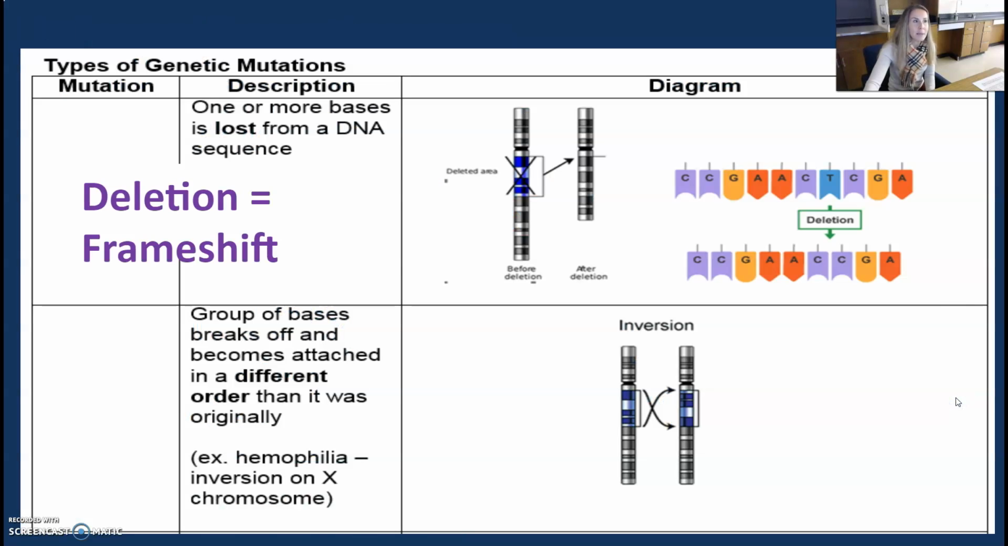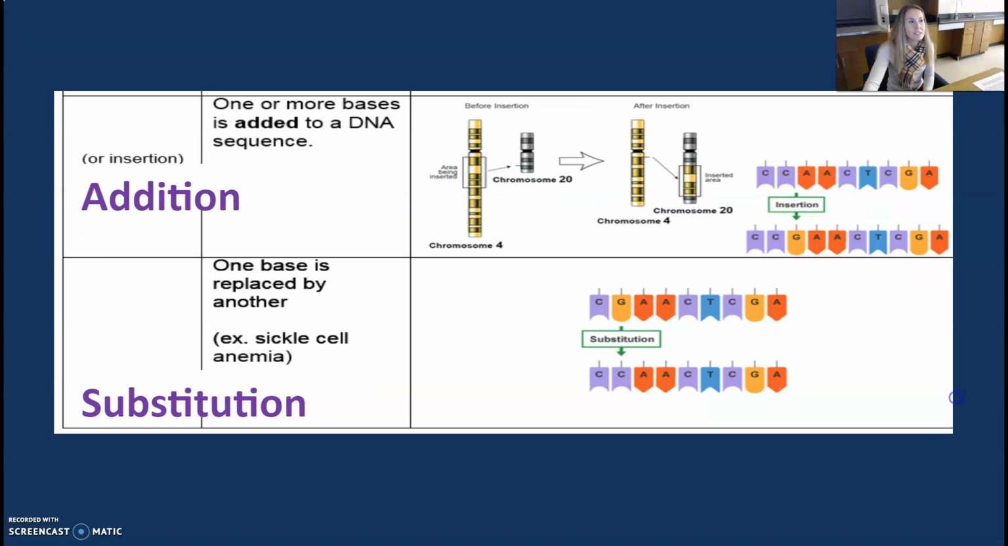So here are the different types of mutations. Deletion, or frame shift, where one or more bases is lost. Then we have inversion, which is at a specific point, where groups of bases break off and become attached in a different order than originally. We have addition and substitution. Addition is where we add a base. Substitution is where one base replaces another. Addition is a type of frame shift mutation, and substitution is a type of point mutation.